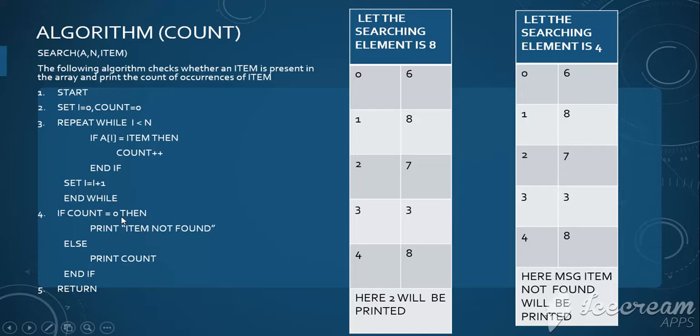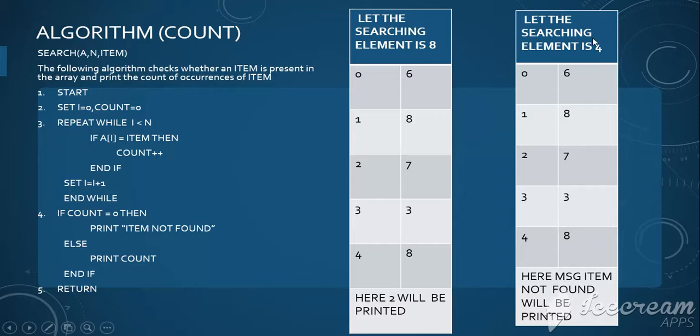No, here the count is 2. So the else part will be executed, and the count of occurrence will be printed as 2. That is, 2 will be printed, meaning 8 is present in the array 2 times.